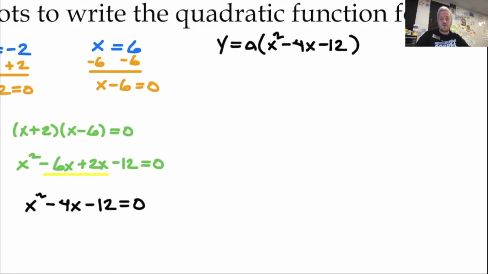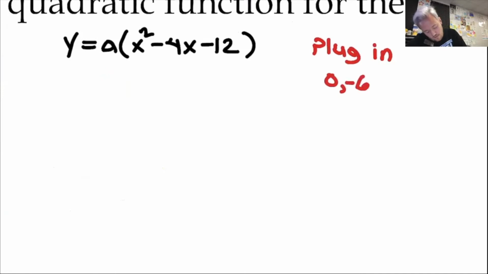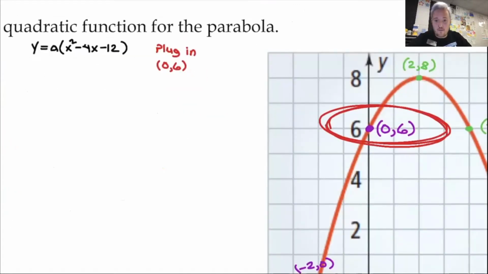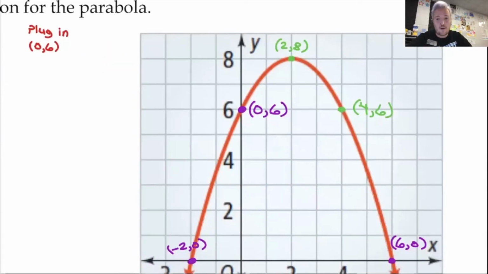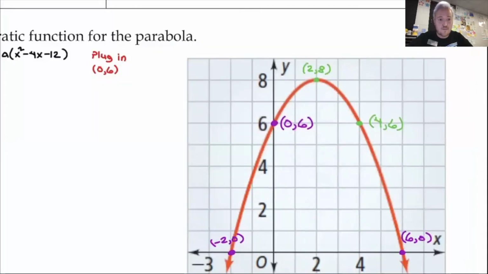All right, so now that I have it written in the regression model, now I need to plug in a point. So this is where I'm going to plug in 0, -6. Not -6, +6. So I'm going to plug in the y-intercept that's on my graph over here. So remember, the y-intercept is going to be your best friend to plug in. If they don't give you the y-intercept, use the vertex. If they don't give you the vertex, then plug in another random point that you can find. There's always going to be some other point that you can find.